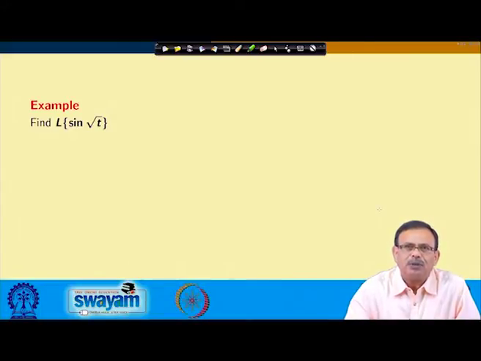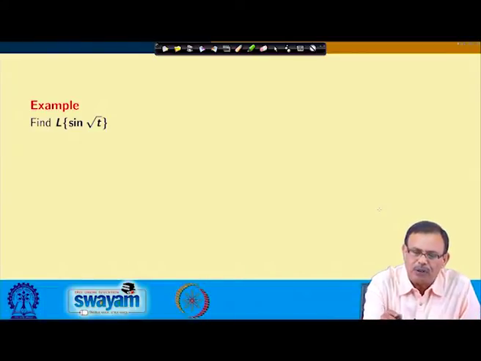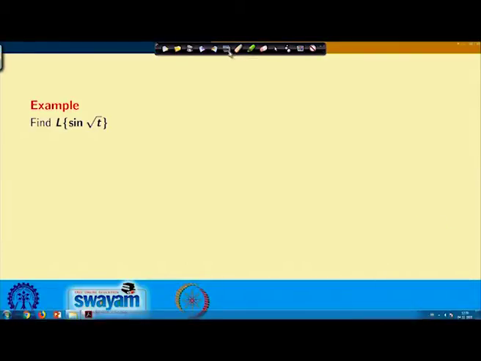Please see that we have already done the Laplace transform of sine t, we know it, but sine root t we do not know. So, what we will do? For the Laplace transform of sine root t, I can do it in various ways.